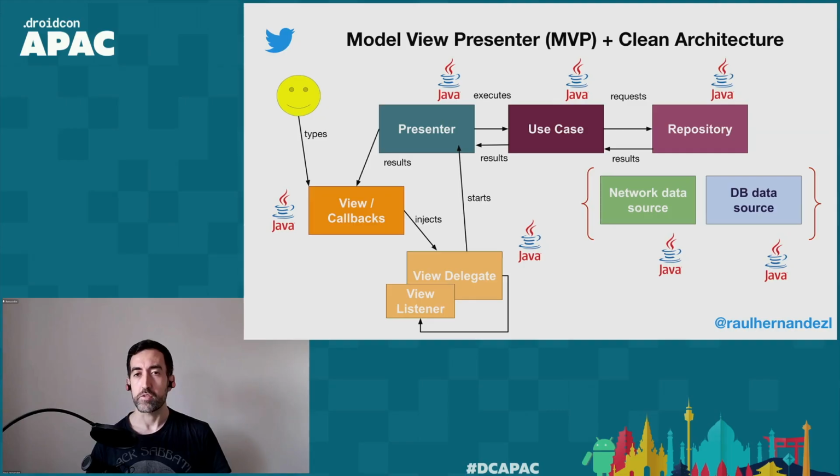The results are actually coming by means of callbacks from the use case to the presenter to the view. And that's why I put view callbacks on that. The view delegate is going to be a kind of hot mechanism, a kind of hot observable, starting to react. And then by means of the view listener that we have in the view, we're going to react and start the presenter. So this is basically why this is working that way, from the typing to the different things and mechanisms that I have in place right here.